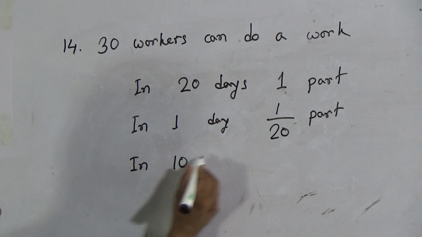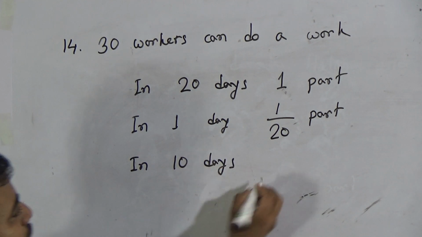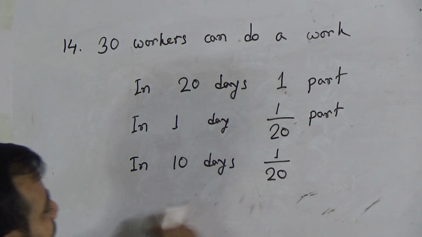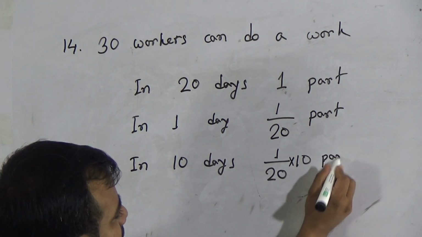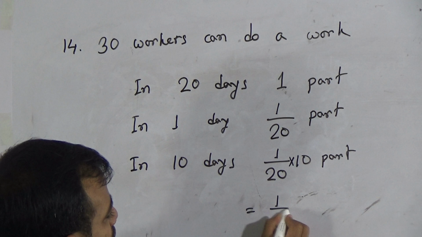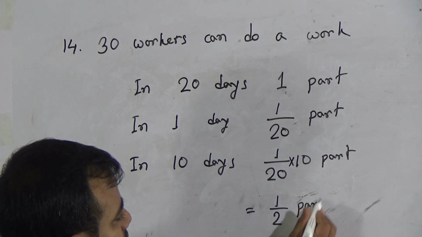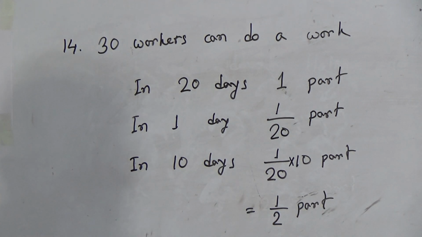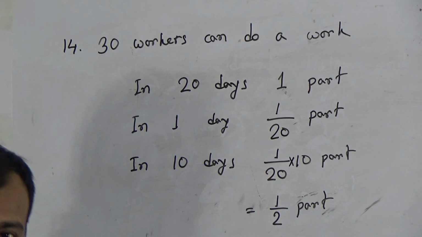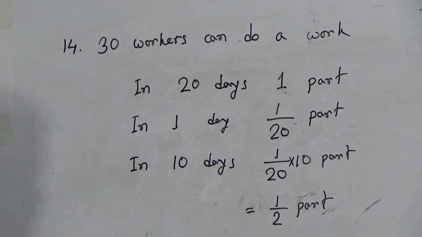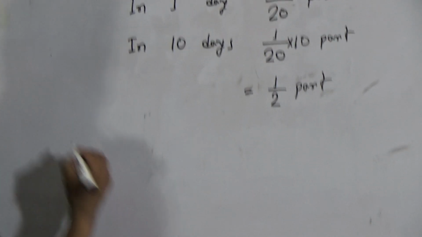In 10 days, what is the portion? It is 1 over 20 multiplied by 10 part. That's equal to 1 over 2 part. So half of that work will be done already by the 30 workers in 10 days. And what is the remaining work? The total work is 1. So the remaining work will be 1 minus half.